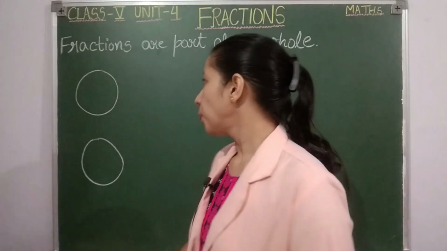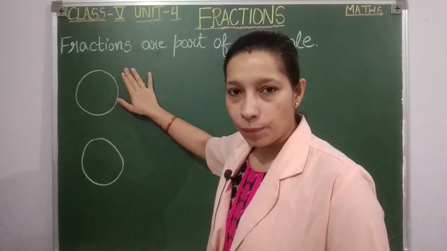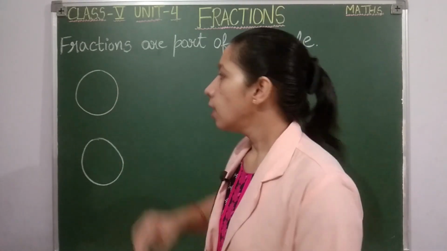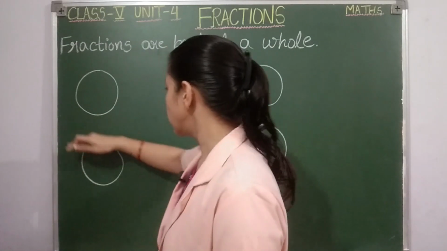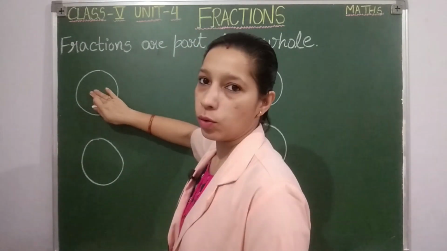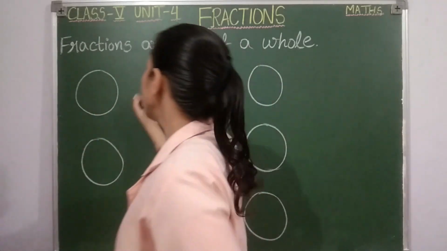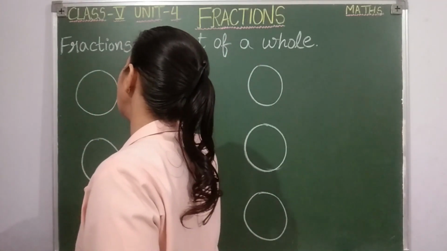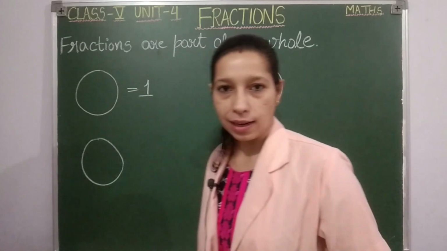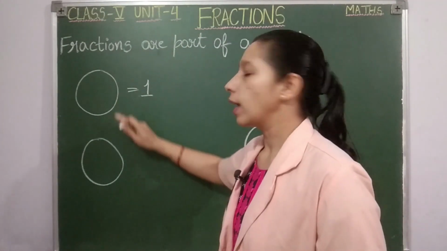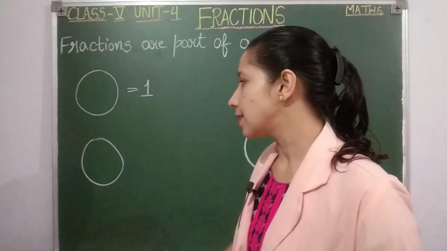Look at the board. Here I have drawn a circle. This is a complete circle. Just see this one. Okay, how many circles are there, students? One circle only. Okay, so here I'll write 1. It is a complete circle. So one circle. Okay, now come to the next circle.